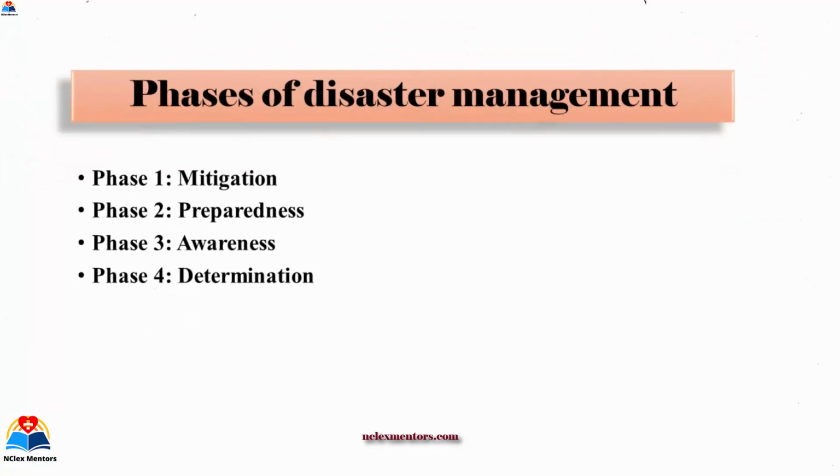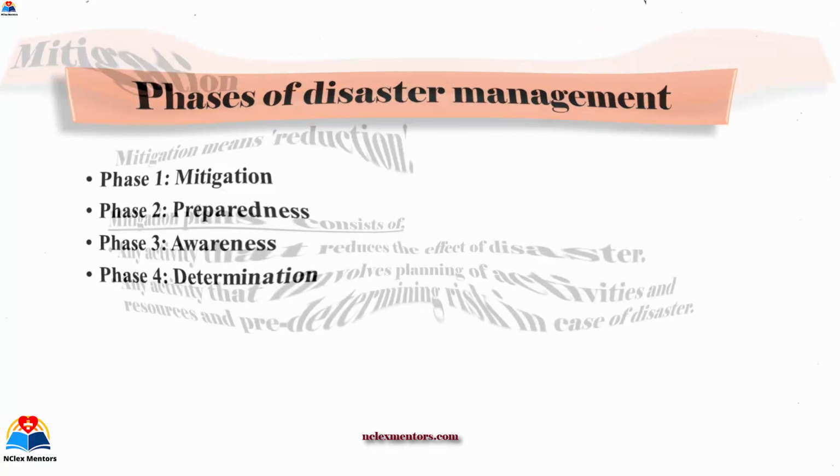Types of disasters and phases of disaster management. Any disaster could be human-made or natural, or of internal origin or external origin. There are 4 phases of disaster management as identified by the Federal Emergency Management Agency. Phase 1 or mitigation. Phase 2 or preparedness. Phase 3 or awareness. Phase 4 or determination.